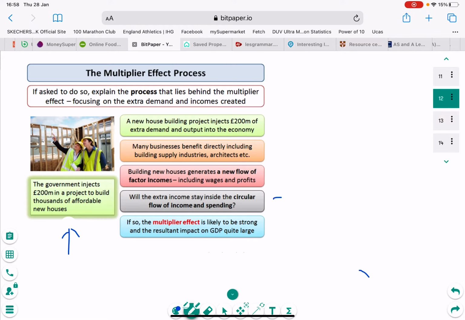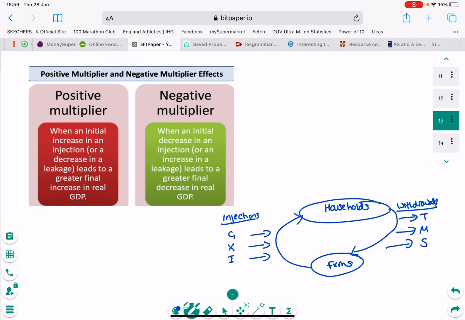It's here in the grey, it says, will the extra income stay inside the circular flow of income and spending? Well, some of it will, but not all of it. And that's something that we'll look at later. So this slide here will become a little bit clearer. Certainly the last part here will become clearer when we get to the end.